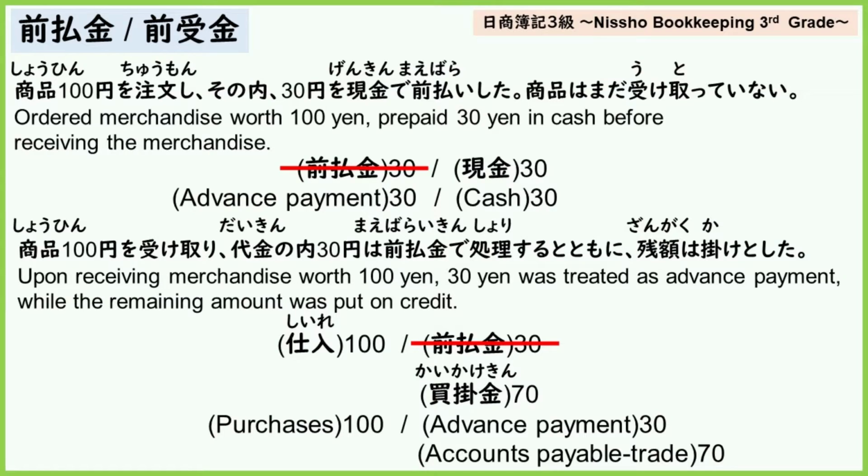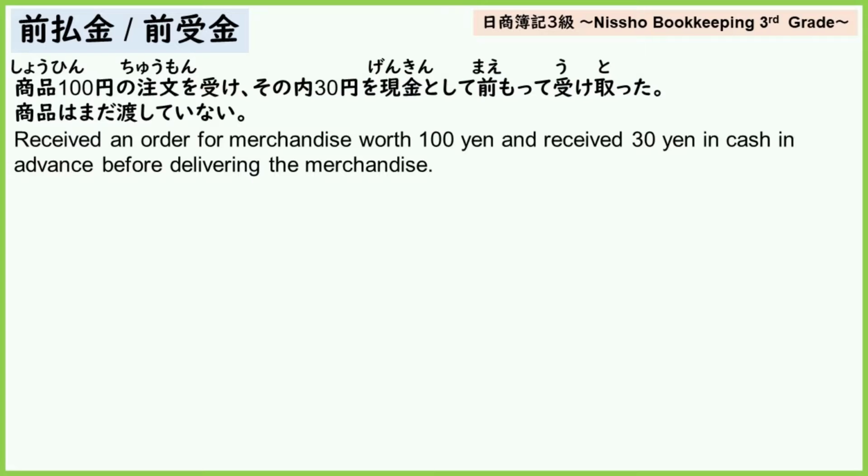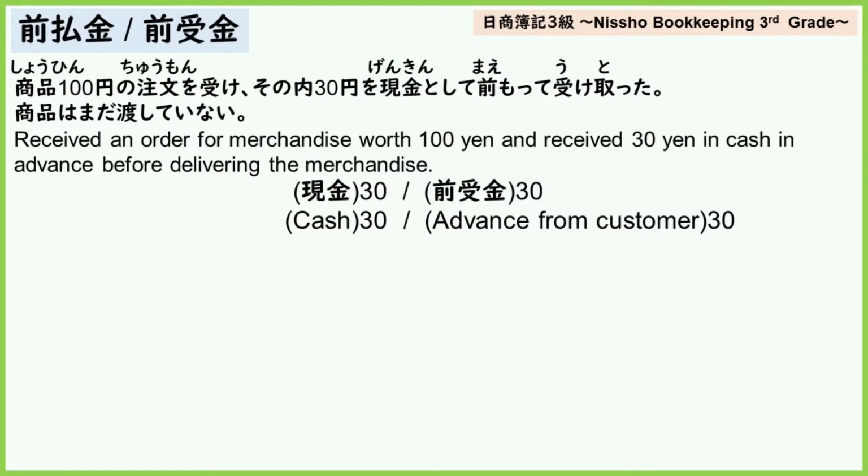Next, I will explain advance from customer. Received an order for merchandise worth 100 yen and received 30 yen in cash in advance before delivering the merchandise. The journal entry is debit, cash 30. Advance from customer 30. We received cash but have not delivered the merchandise, so we will credit advance from customer as a liability. We received cash, so we will debit cash in the journal entry.